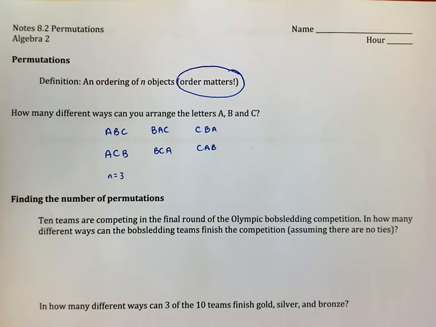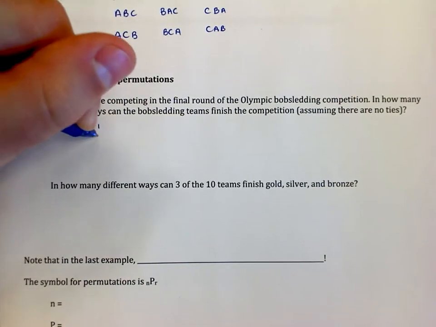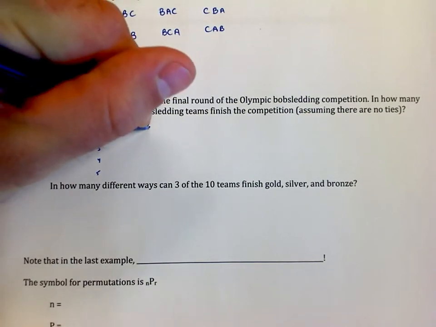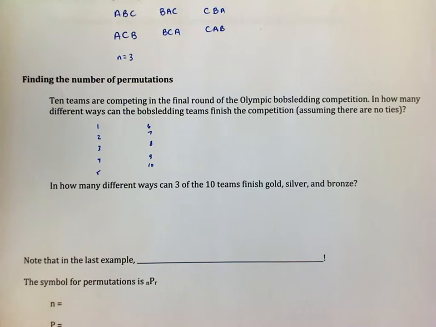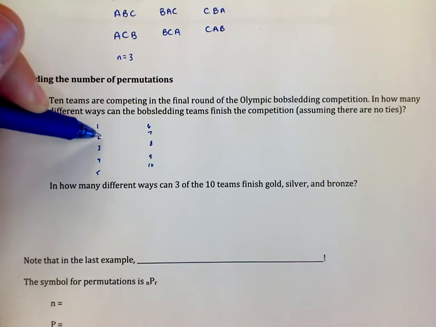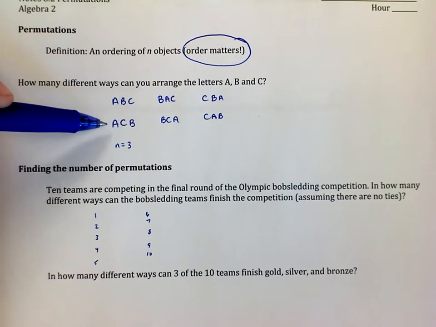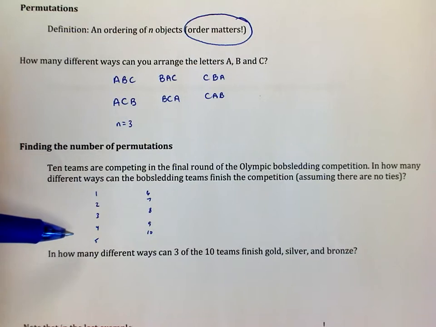Okay, here's a typical problem. 10 teams are competing in the final round of the Olympic bobsledding competition. In how many different ways can the bobsledding teams finish this competition, assuming there are no ties? If I have team A and B and C, team number 1, 2, 3, 4, 5, 6, 7, 8, 9, 10, I could try to figure out how many different ways if the United States finishes first, and then the United States can't finish the others, but then I'd be doing this problem with 10 letters instead of just 2 or 3, right?